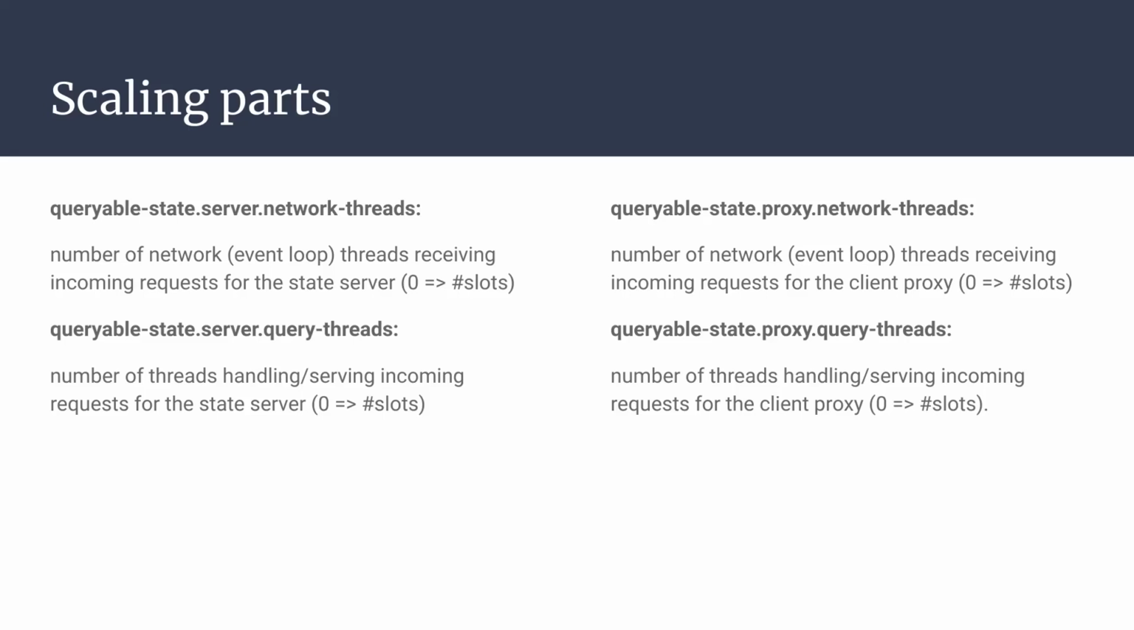On the proxy side as well, the proxy is also on the server side. Again, you need to deal with requests, and therefore what you'll need to plan to scale is the event loop, the number of network threads that are there to deal with those requests. Those requests also need to be forwarded to the upstream, which is the queryable state server. And therefore you have proxy query threads and you have state server network and query threads. These are your main tuning knobs as you scale out.